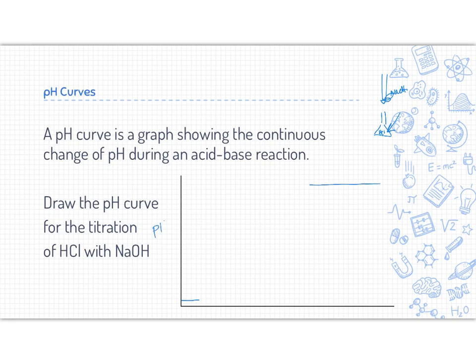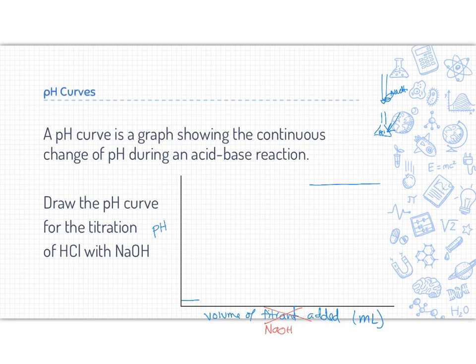Okay, so pH is plotted along the y-axis, and volume of titrant added is plotted along here. So that would be in milliliters. And if we know what our titrant is, we would include that information here. So in this case, because we're titrating with NaOH, we would include that in our title.